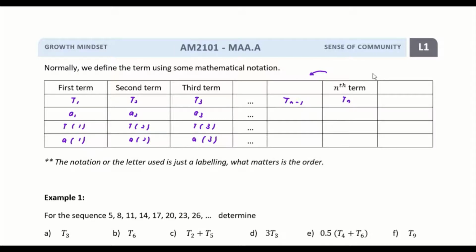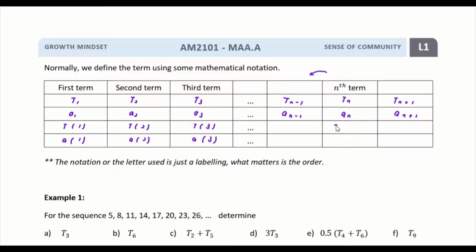Okay? So what is the term that's after the nth term? Then it will be Tn plus 1. Because if it's the 50th term, then after the 50th term, it will be the 51st term. So 51, you are getting it from 50 plus 1, right? So that's why Tn plus 1. So it's the same thing here. If we are using the notation of a, then it's going to be an, then the term before it is an minus 1. Then after that, this is an plus 1.